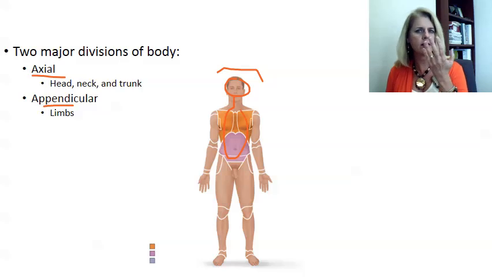Basically, think about a pivot. So this is the axis of your body. The appendicular, or appendages, are the things that hang off of the trunk. So your limbs, your arms, and your legs are the appendicular parts of your body.